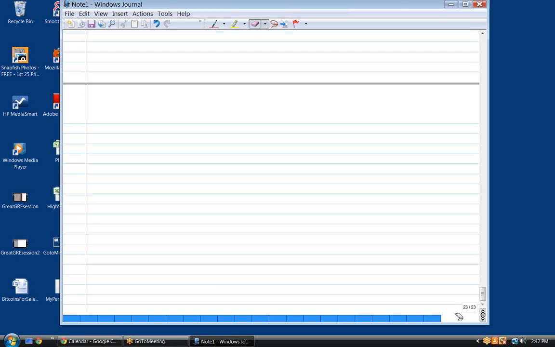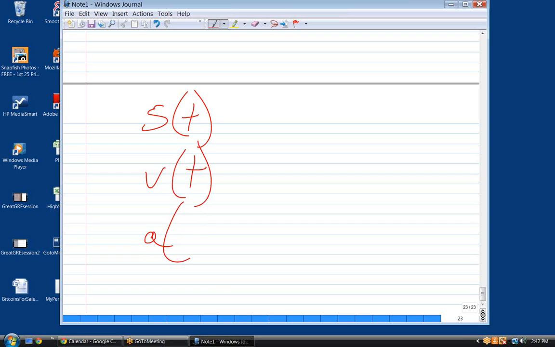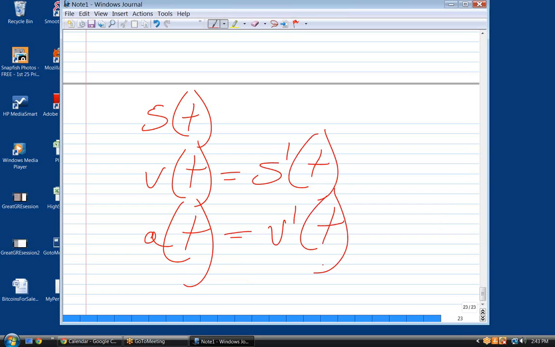Well, let's do the initial condition. First of all, let's talk about position, velocity, and acceleration. Position functions are usually written this way, s of t. Velocity functions are written this way, and acceleration functions are written this way. This is the first derivative of position. Acceleration is the first derivative of velocity. So acceleration is the second derivative of position.